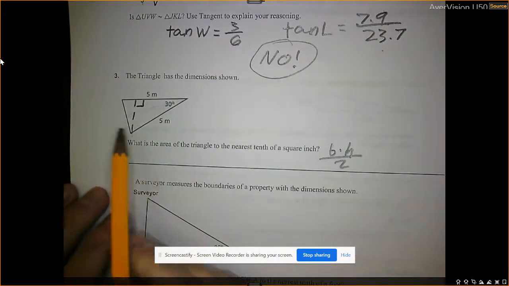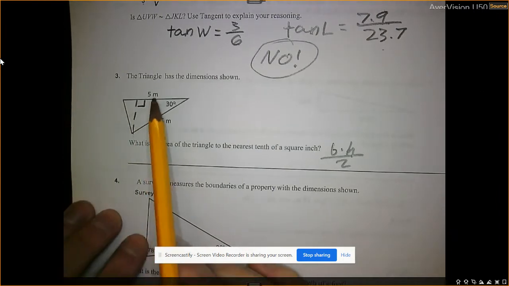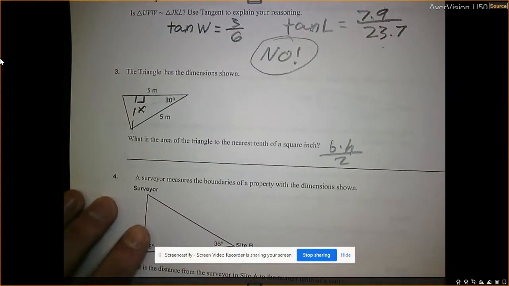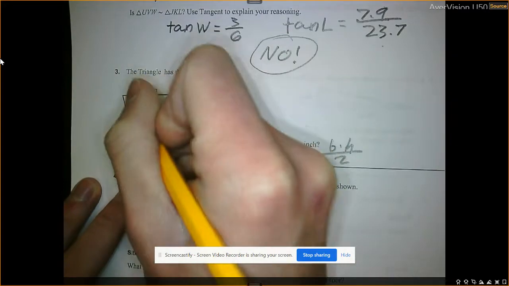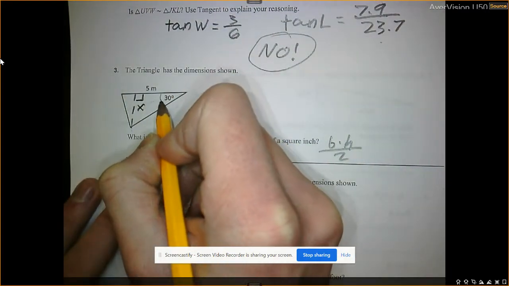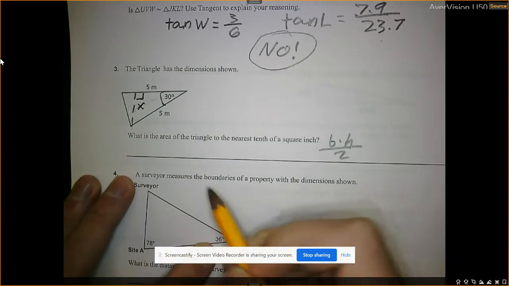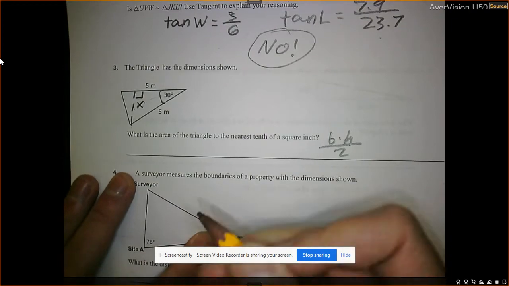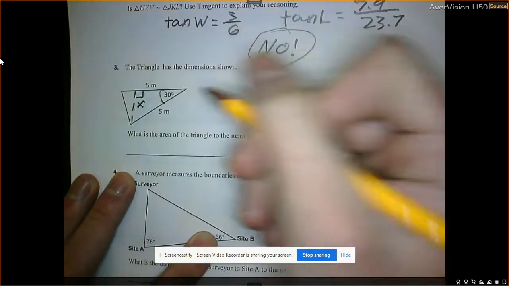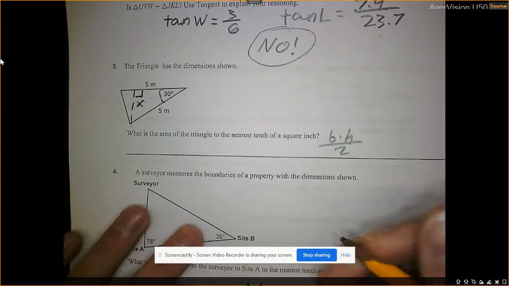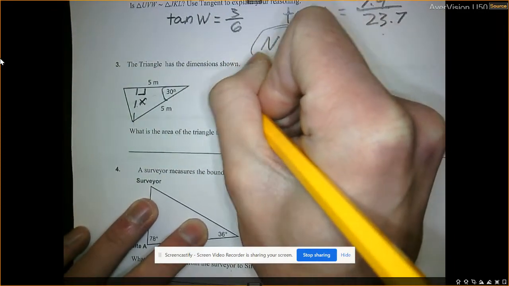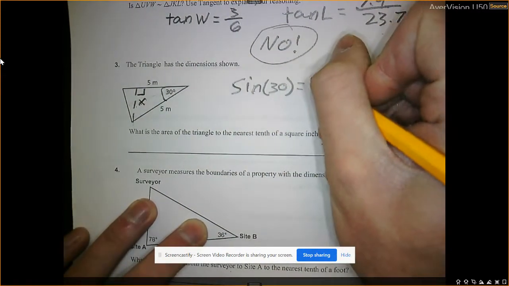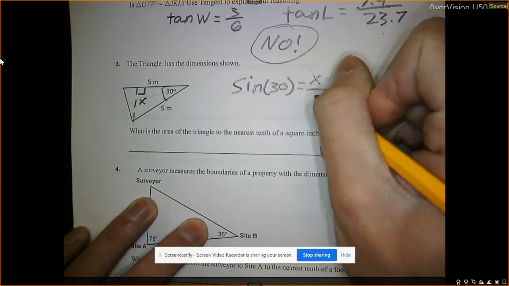So from there, that means this has to be a base of 5 and a height. We're just going to call the height x for now. And if that height is x, then we have to think, what can I use here? If I'm using this angle and the opposite side, that would be across from the right angle, the hypotenuse. So what uses opposite and hypotenuse? We're thinking SOHCAHTOA, opposite and hypotenuse is sine. So we're doing the sine of 30 degrees, and that equals our opposite over our hypotenuse.